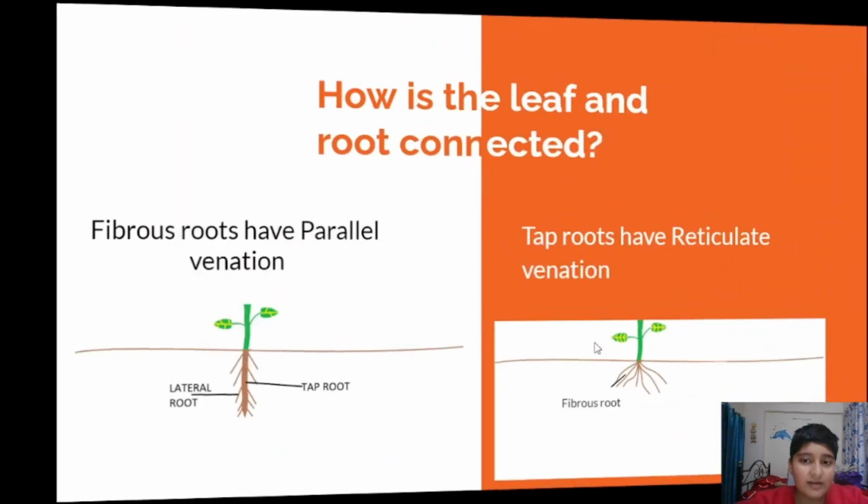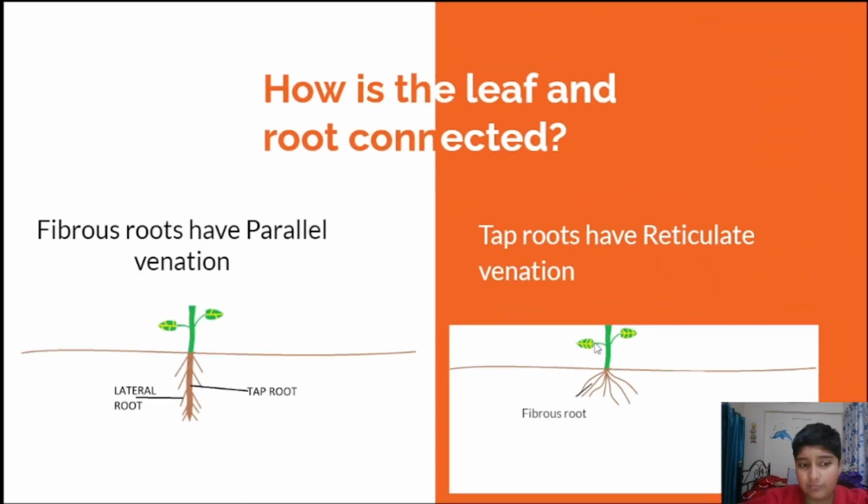So now let's study how the leaf and the root are connected. For the people who are smart enough to realize that in the diagram I just showed, the leaves actually possess the parallel and reticulate venations. Now fibrous roots have parallel venation, as we see here. So this is like an X. The fibrous roots have parallel venation. So this is our fibrous root. These are our parallel venations. And the taproots have reticulate venation. So here are the taproots and the reticulate venation.